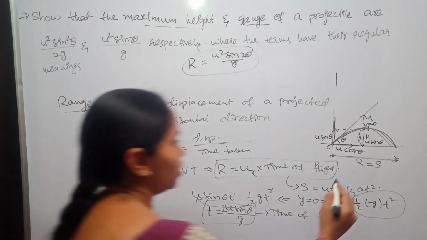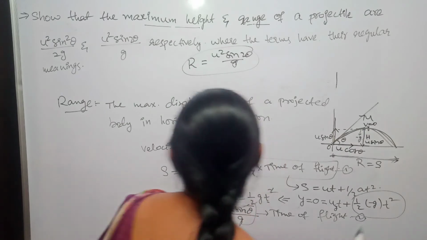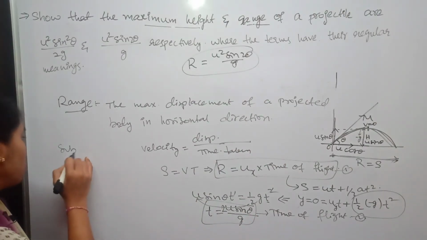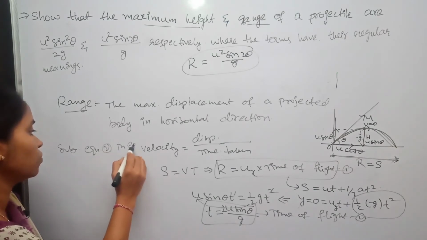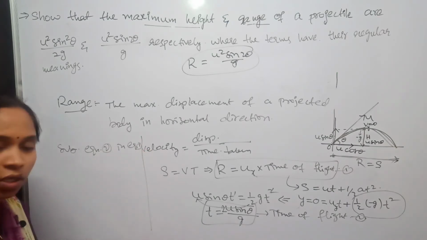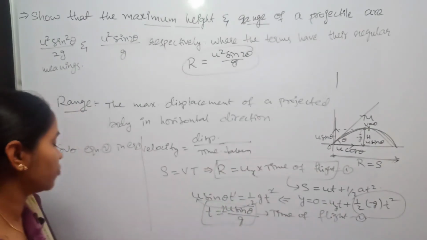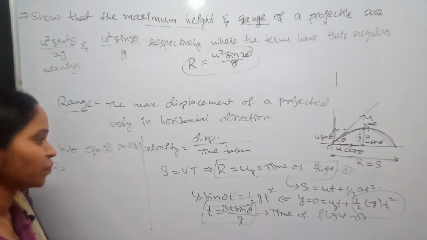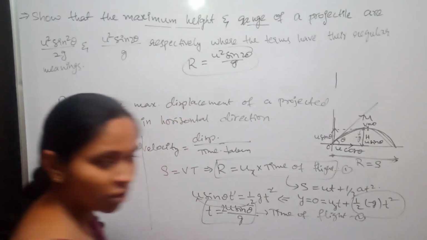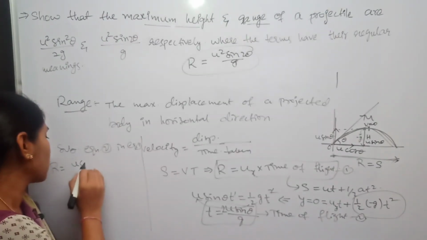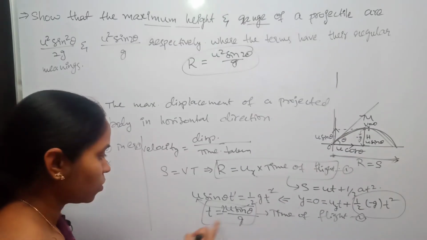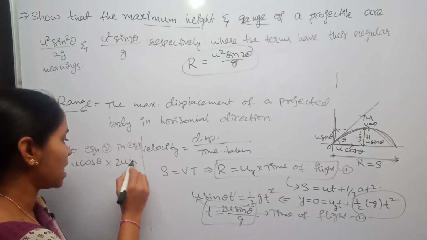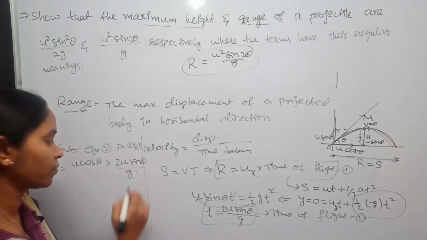Copy this. Equation 1, equation 2. Now, substitute equation number 2 in equation number 1. Therefore, the range is equal to, what is ux we have? Ux is u cos theta into what is time of flight we have? 2 into u sin theta by g.